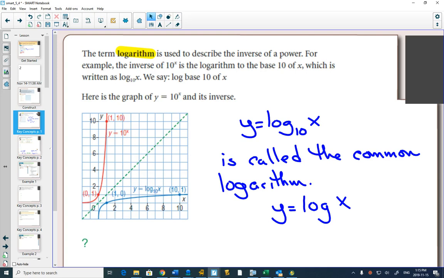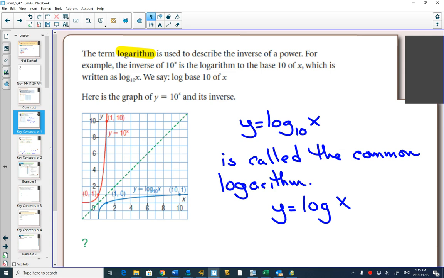So how do we write the inverse as an equation? We write it as log base 10 of x. So if your original graph was 2 to the x, then your inverse would be log base 2 of x. If your original graph was 3 to the x, the inverse would be log base 3 of x.